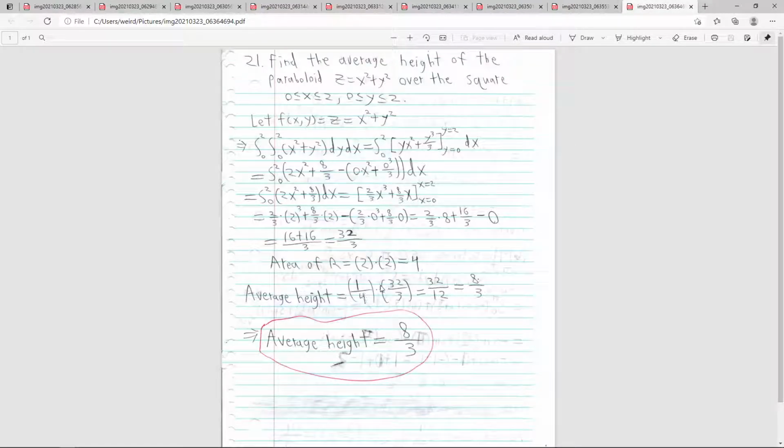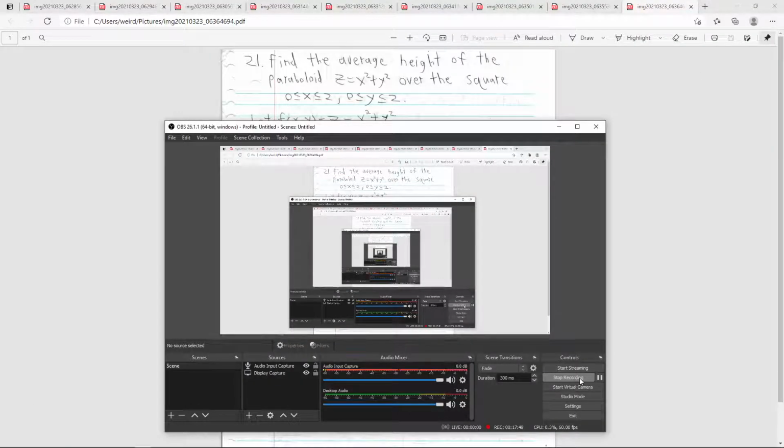And the area is 2 times 2, you could say 2 squared because it's a square, but it's 4. So 1 over 4 times 32 over 3 is what your average height will be, from that formula from before: one divided by area times the integral. It's 32 over 12, because 4 times 3 and 32 times 1. That simplifies down to 8 thirds, so the average height is 8 thirds. And that's all there is to that.